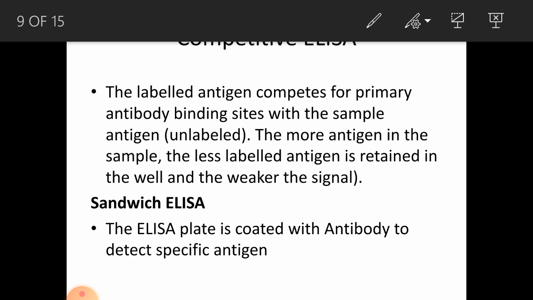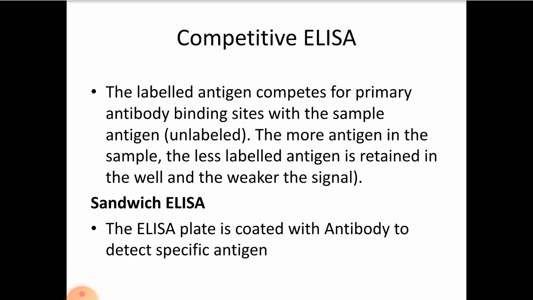Next ELISA technique is sandwich ELISA. The ELISA plate is coated with antibody to detect specific antigen.